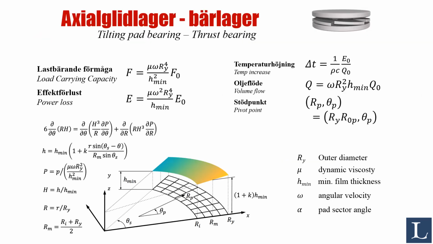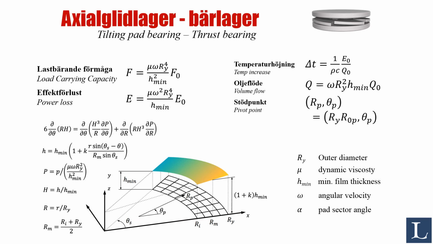Okay, let's proceed. Here you see the expression for the load carrying capacity, F, in terms of the dimensionless load carrying capacity, F naught. Same with the power loss, E, in terms of the non-dimensional power loss, E naught. So the load carrying capacity is just the integral of the pressure over the bearing segment. And nearly the same with the power loss, it's the integral of the shear stresses times the velocity over the segment.